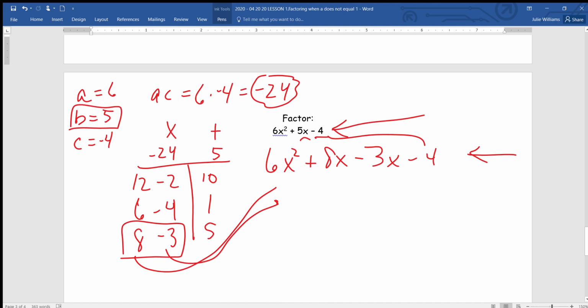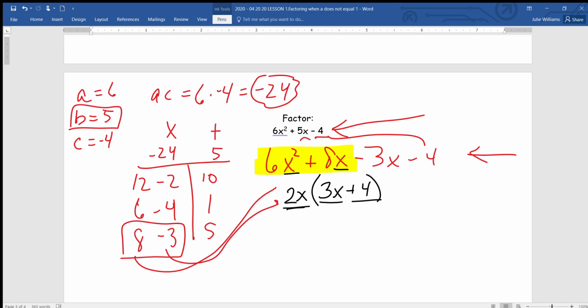All right, so I'm going to look at my first two terms. Look for the greatest common factor there. Well, they're both divisible by 2. They're not both divisible by 3 or 4, but 2 works for sure. So factor out a 2. They both have an x, and factor out an x. 2x times something is 6x squared, so that would be 3x. 2x times something is 8x, so positive 4.